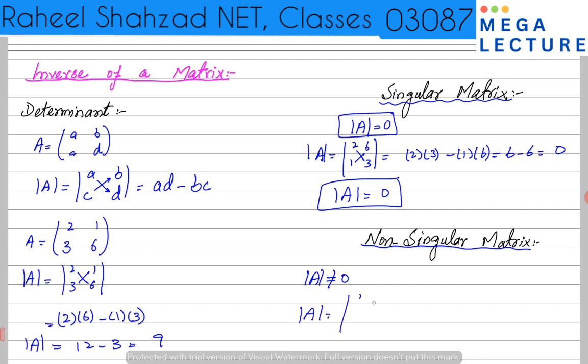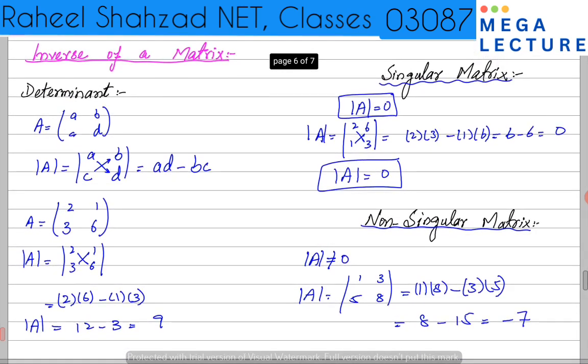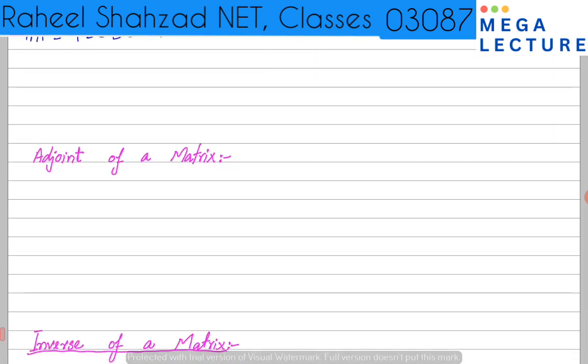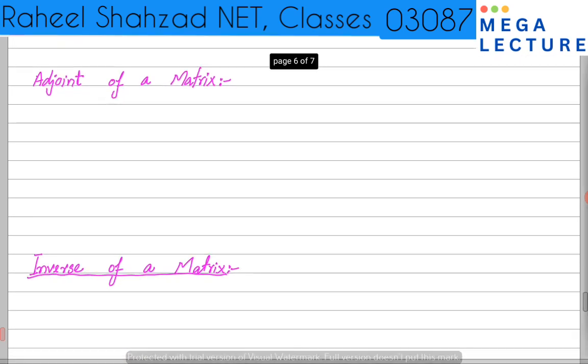We have a matrix A = [1, 3; 5, 8]. So that makes it 1 into 8 minus 3 into 5, that is 8 minus 15, which is equal to minus 7. So either it is positive or it's negative. This is how it works. These are very important definitions, and usually from this chapter they might ask you related to this concept, what is a singular matrix. They could give you a matrix and ask whether it is a singular matrix or not.